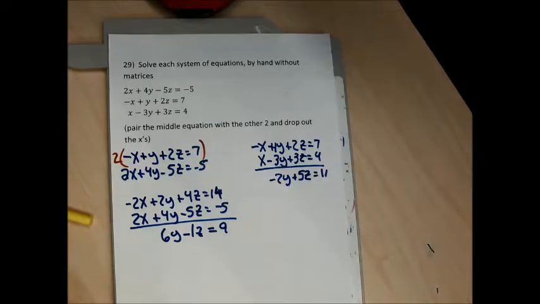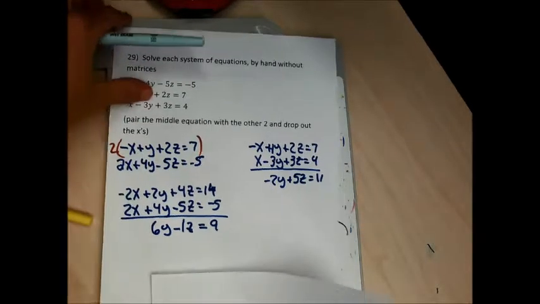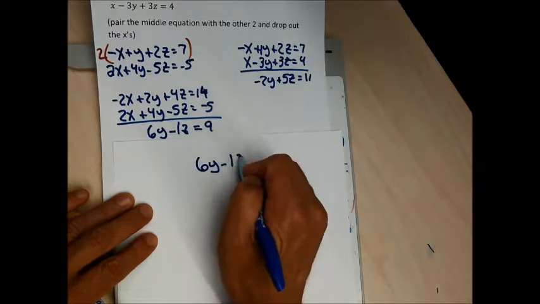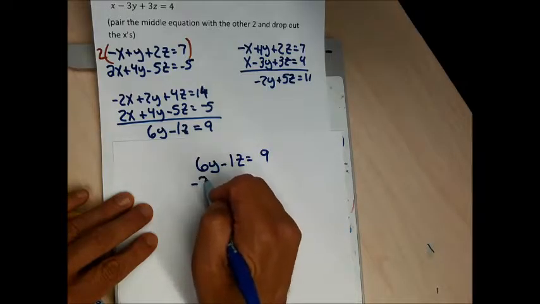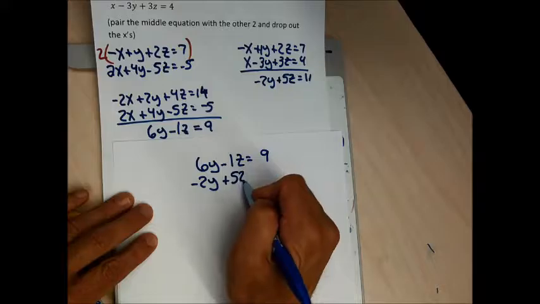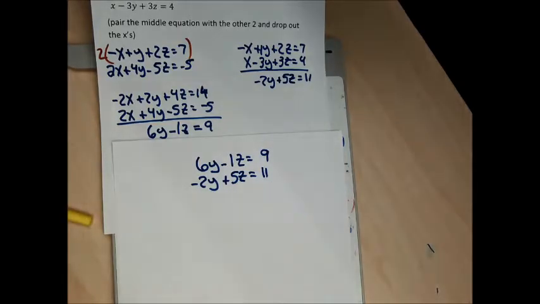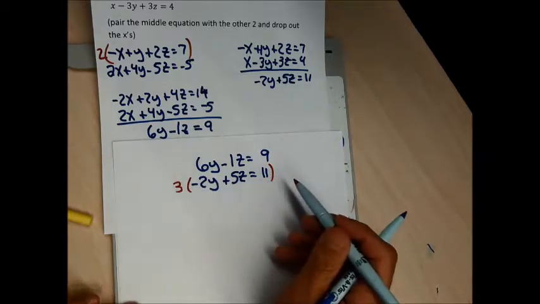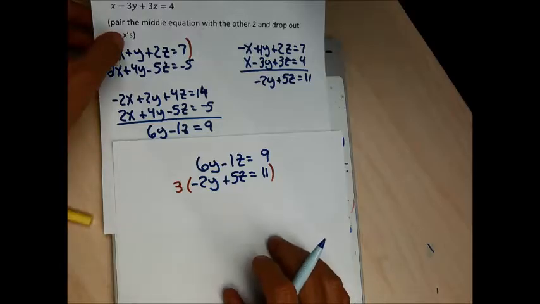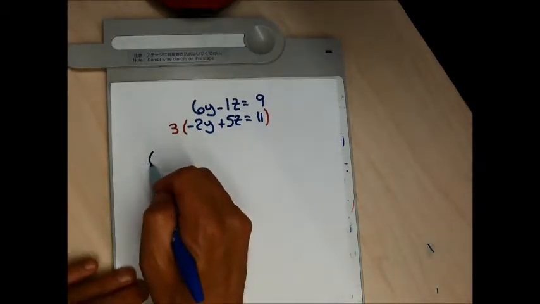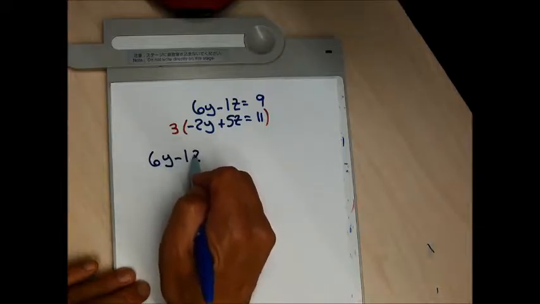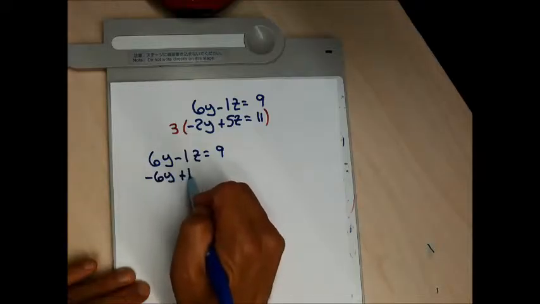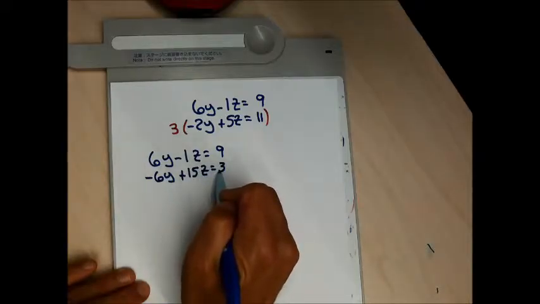Now I'm going to do the elimination method with the 2 equations that I just created. I created the equation 6y minus 1z equals 9 and negative 2y plus 5z equals 11. I'm going to drop out the y's by multiplying the bottom equation by 3. You can drop out the z's by multiplying the top equation by 5 and get the same answer in a slightly different order. So I'm going to leave the top 6y minus 1z equal to 9. I'm going to make the bottom minus 6y plus 15z equals 33.